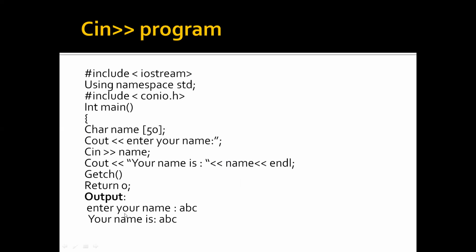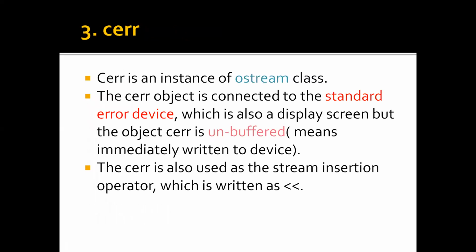So the output will be like this. Enter your name. Your name is ABC. It prints the display statement, your name is, and what you have entered will be taken and stored as your value. It reads the information and displays the information. This is cin. The next one we go for cerr.